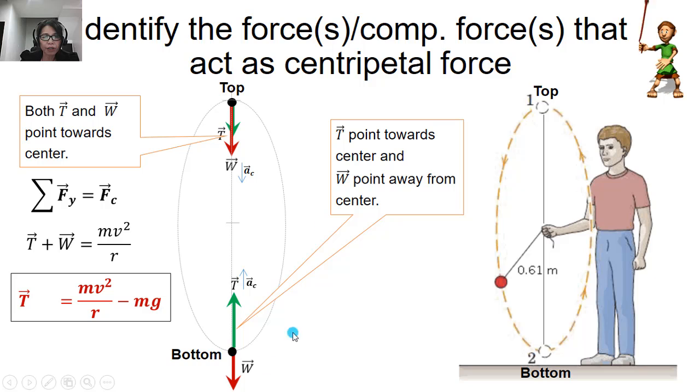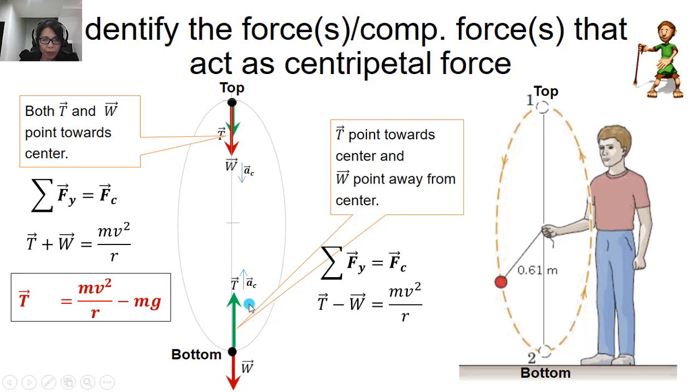So for the positions at the bottom of the circle, we find out that tension points towards the center. So we treat tension as positive, and weight points away from the center, out from the circle. So the weight will be treated as negative. So the summation of force along the y-axis, the net force, will be the centripetal force. So we are going to have tension minus weight equal to mv squared over r.